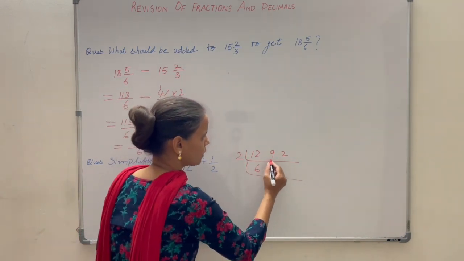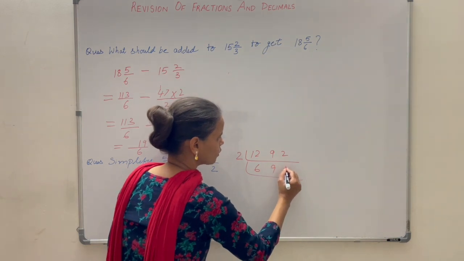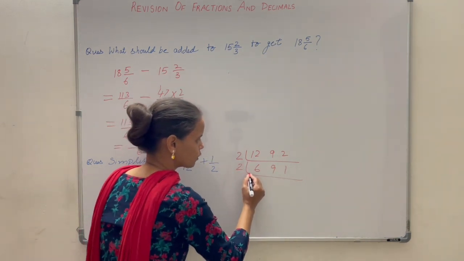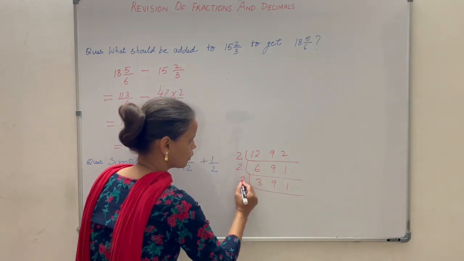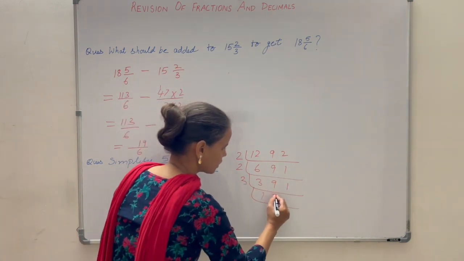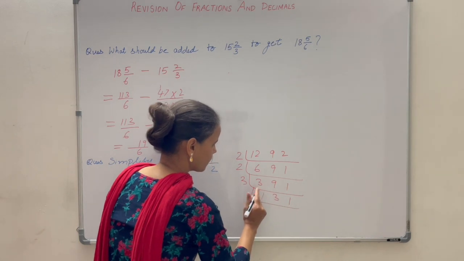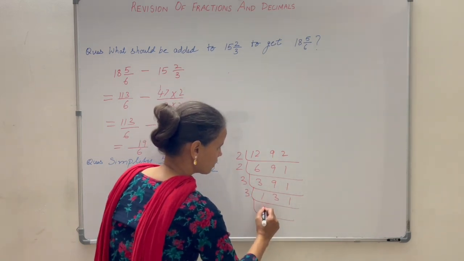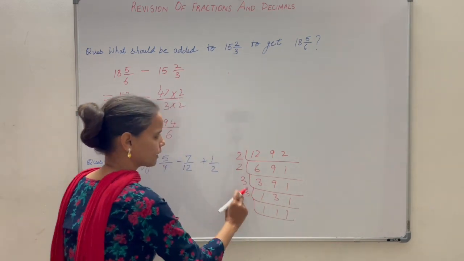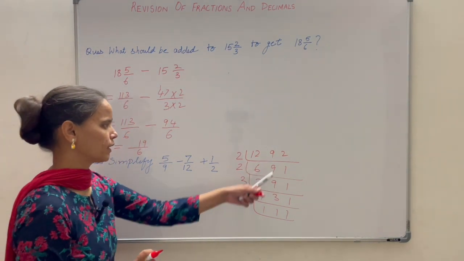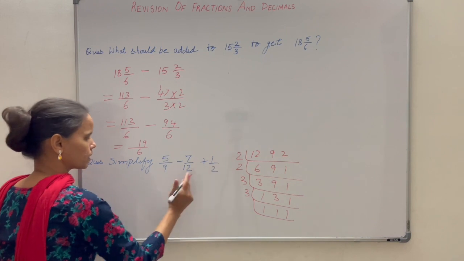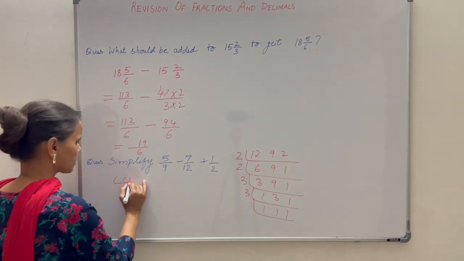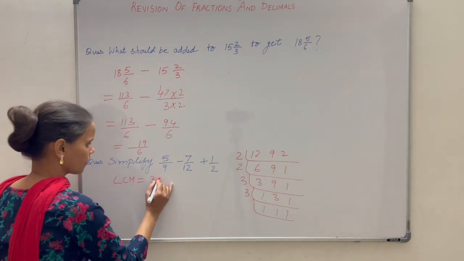2 sixes are 12. This does not go. 2 ones are 2. Again it goes with 2. 2 threes are 6, 9. Then it goes with 3. 3 ones are 3, 3 threes are 9. Then it goes by 3 again. So these are the factors of 12, 9 and 2. So 3 into 2 is 6 and 3 into 2 is 6. So LCM is 6 into 6 is 36.